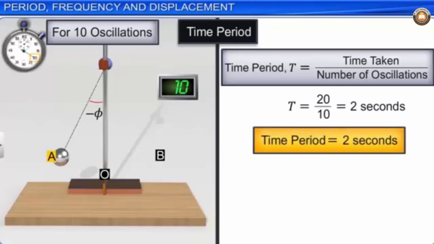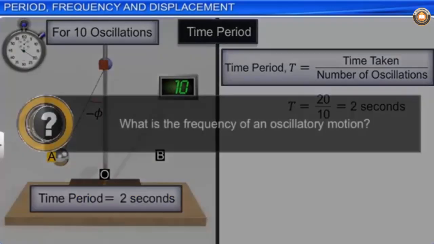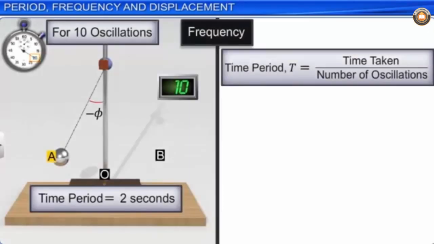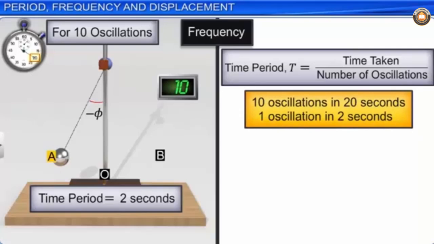What is the frequency of an oscillatory motion? The frequency of an oscillatory motion is the number of oscillations performed in a unit time, that is, 1 second. It is denoted by the letter n. In this case, the pendulum shown executes 10 oscillations in 20 seconds. That is, in 2 seconds, it executes 1 oscillation.